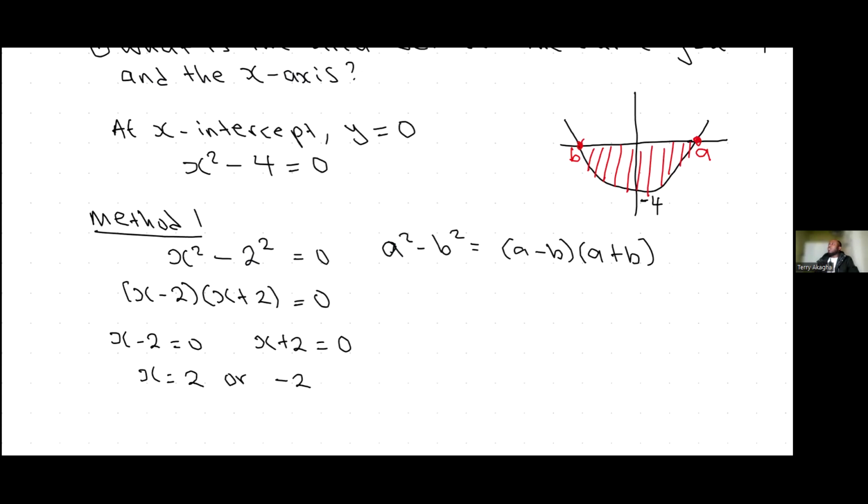Also, you can decide to use just straight simplification, or you can use the quadratic formula. Any one you want to use, you can use. So we have x squared minus.